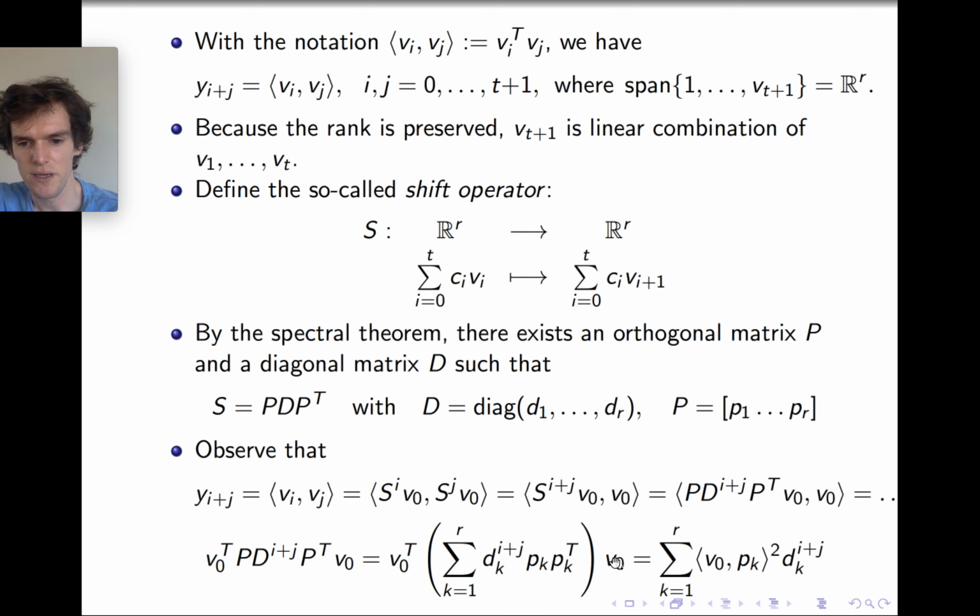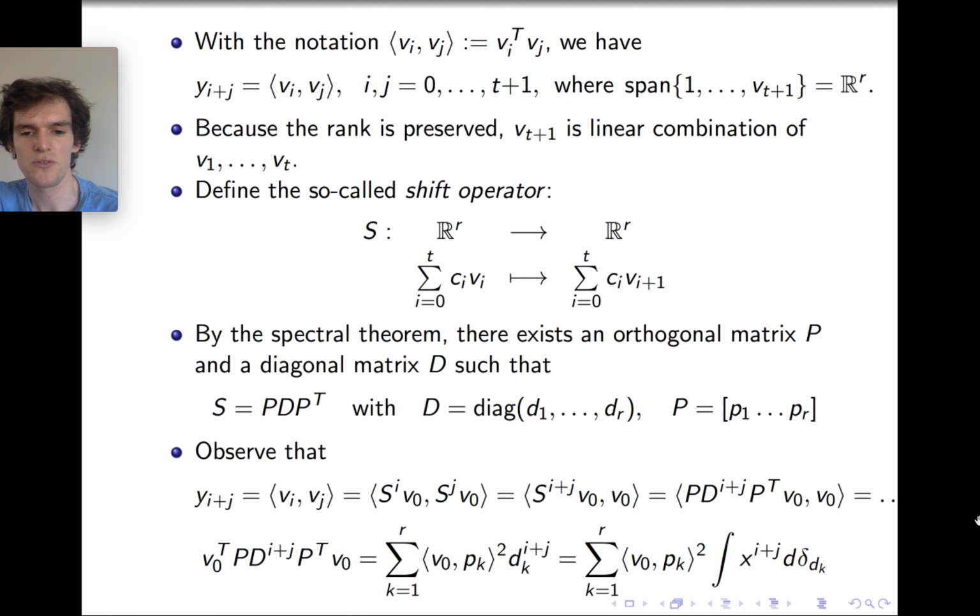Turns out now you can have V0, you can put it inside here. It's going to be the inner product with pk, and then V0 here is going to have an inner product with pk again. So that's the inner product of V0 with pk squared, times the diagonal elements to the power i+j. This term here is none other than the moment of order i+j with respect to the Dirac at dk. So that's what I'm writing here.